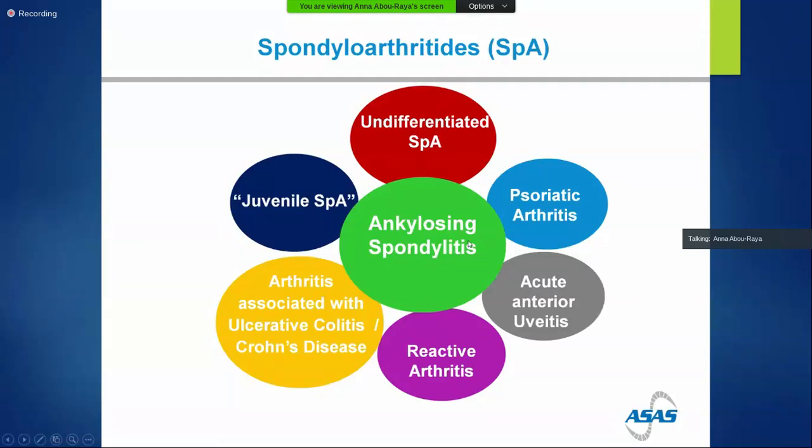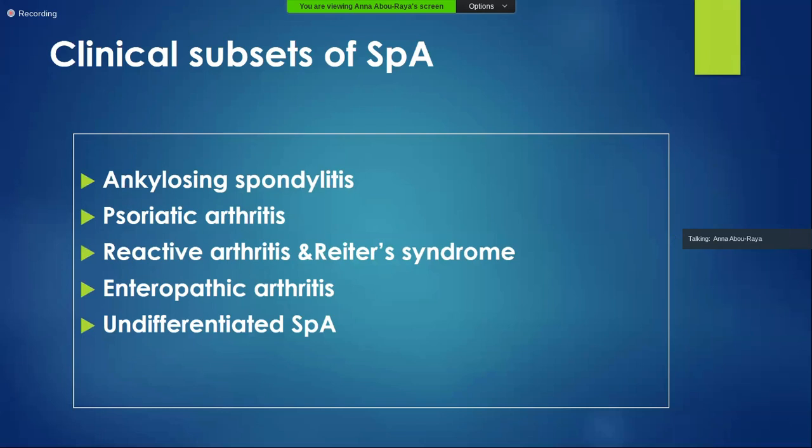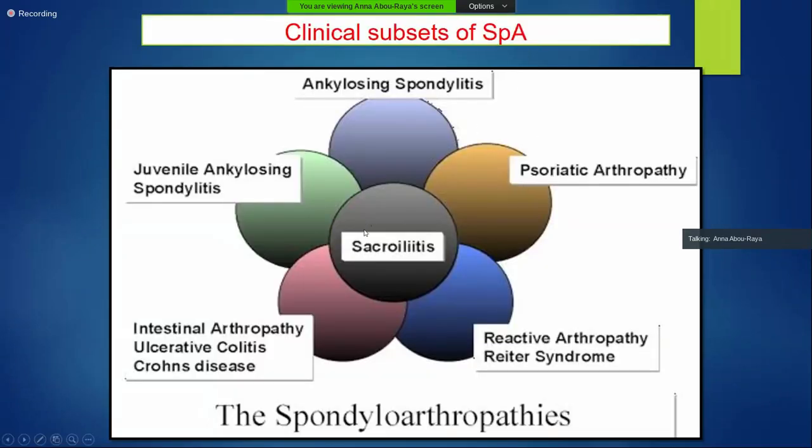The most important disease that you should know as undergraduates is ankylosing spondylitis. But we need to know that we also have psoriatic arthritis, reactive arthritis, and arthritis that is associated with ulcerative colitis and Crohn's. And of course we also have juvenile and undifferentiated forms in children, which are not very important for you. So the important clinical subsets are ankylosing spondylitis, psoriatic arthritis, reactive arthritis including Reiter's, enteropathic arthritis and the undifferentiated. And what brings all of these together? Low back pain. And what is the cause of the low back pain? Sacroiliitis.